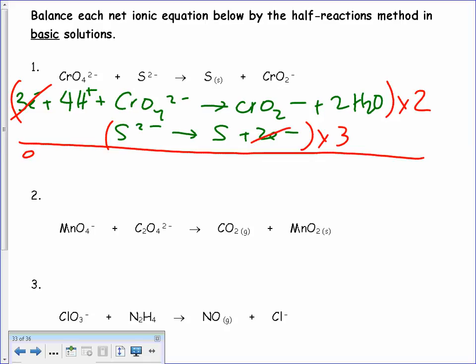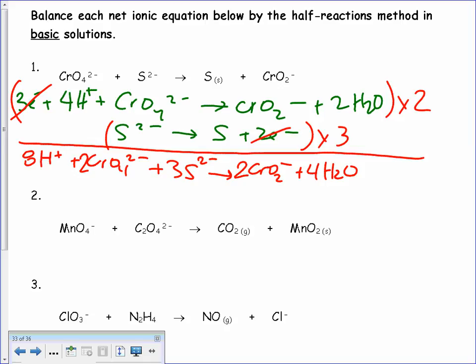So that gives us 8 H pluses, 2 chromates, 3 sulfides, yields 2 CrO2 minus, 4 waters, 3 sulfurs, and that's it. All right, so we got down to as if we were balancing an acid. Everybody else get this? I didn't skip anything, right? Looks good. Thanks, guys. All right, so what's my next step?